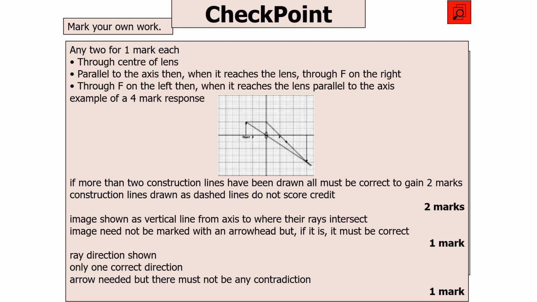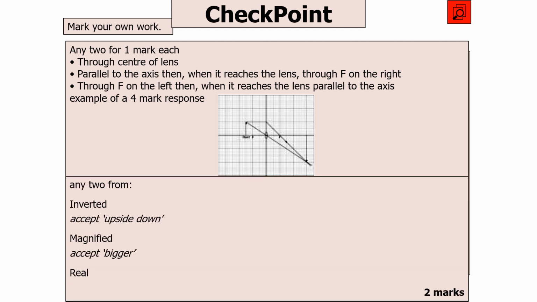Now the image that you would form, as you can see on the screen, is going to be inverted. It's the wrong way around. It's magnified because the line is longer, and it's real because the lines actually cross.